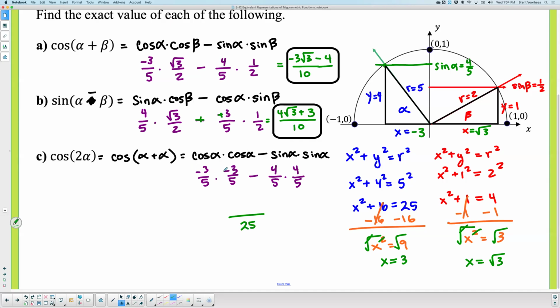I have a negative 3 times a negative 3. When you multiply those, they become positive. What's negative 3 times negative 3? 9. Minus, what's 4 times 4? And that can actually reduce since I don't have a square root. What is 9 minus 16? Negative 7. It's negative 7 over 25. That would be the answer there, part C.